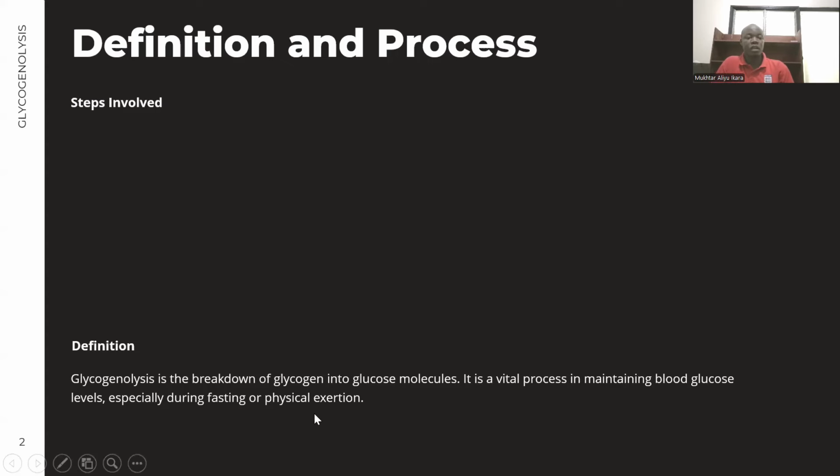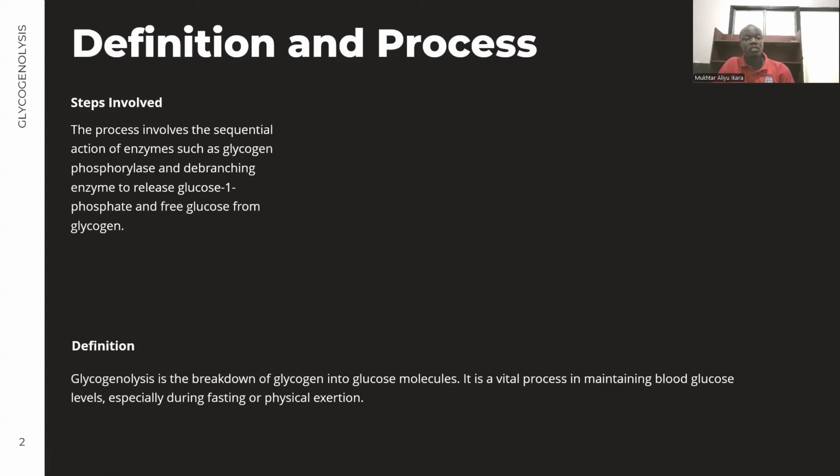So now, what are the steps involved in glycogenolysis? The process involves the sequential action of enzymes such as glycogen phosphorylase and the debranching enzymes to release glucose 1-phosphate, and then free glucose from the glycogen. So you see, glycogenolysis is a sequential process that involves the breaking down of glycogen into molecules of glucose using two key enzymes: glycogen phosphorylase and the debranching enzymes.